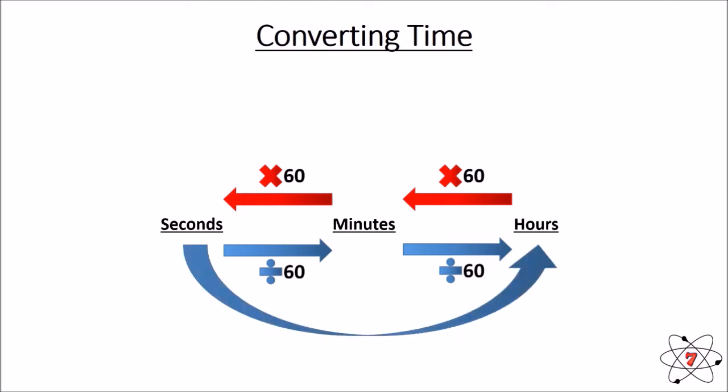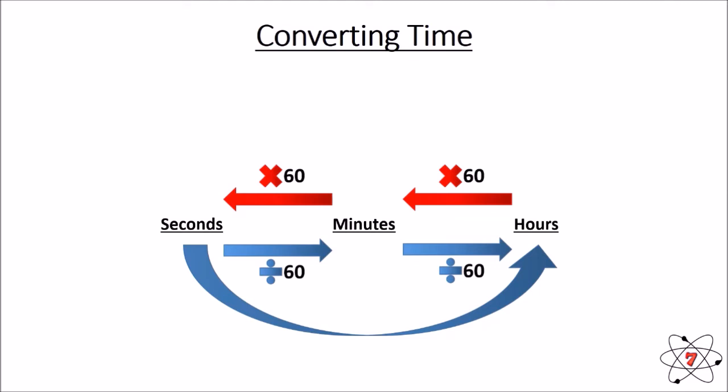Now, I may want to convert seconds into hours. Again, it's going to be a division because I'm increasing the size of my units. I'm going from seconds, very small units, to hours, very large units. So it must be a division. And the way I would work it out, I can see to go from seconds to minutes, I need to divide by 60. And minutes to hours, I need to divide by 60.